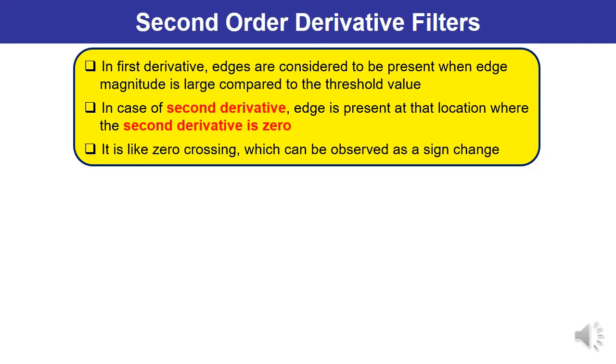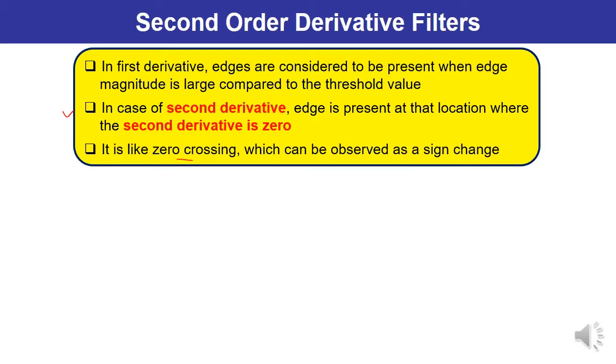This point is important. Where the second derivative is 0, that particular point looks like a zero crossing, which means it can be observed as a sign change. There could be a variation from positive to negative. While going from positive to negative, there will be a point which is known as a zero crossing, or when you are moving from negative to positive, there must also be a point. It means the problem of the zero crossing algorithm. This is very important and you must understand this.